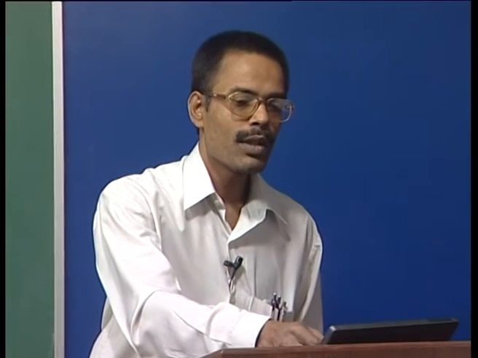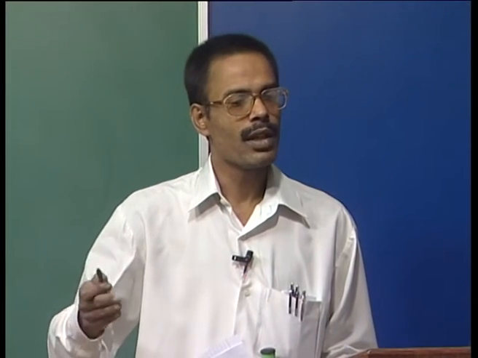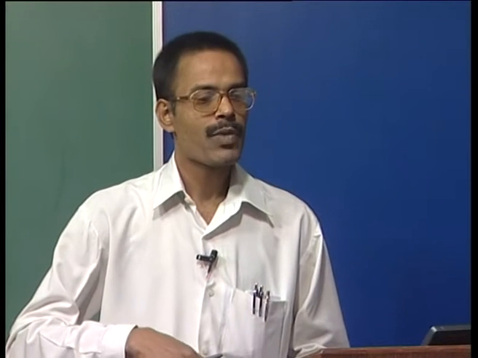And at the same time you can evaluate an expression like A inverse B. This is again like solving a matrix equation, that is AP equal to B, where B is a known matrix. So, all these tasks we can do in the Gauss-Jordan elimination method in the same framework.